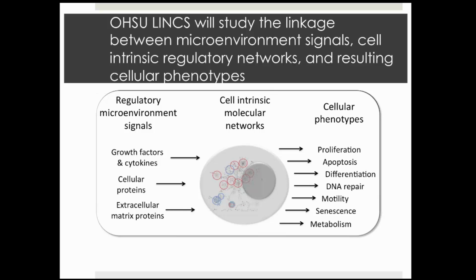So it may be that different molecules in the environment lead cells to proliferate or undergo apoptosis, undergo a change in differentiation, and so on. And what we're really now starting to do is to try to think about bridging this gap from the microenvironment through the intrinsic molecular network space and out to changes in cellular phenotype.